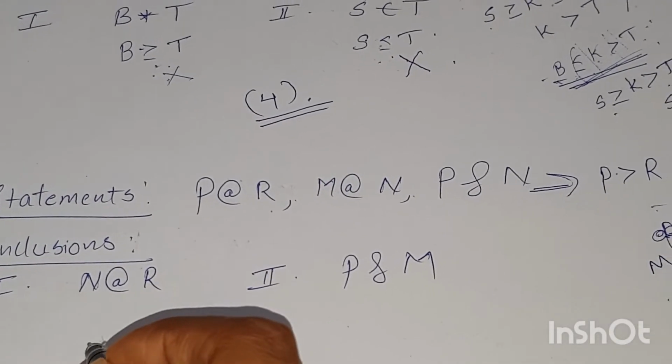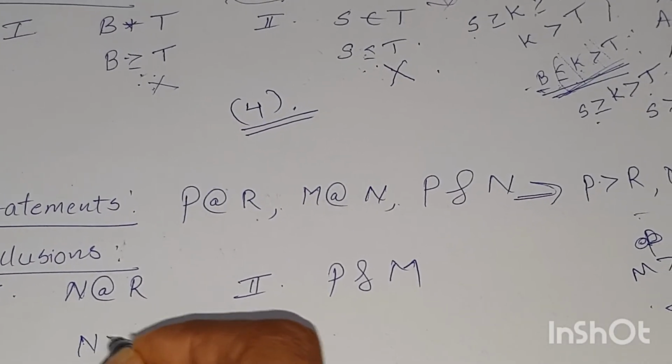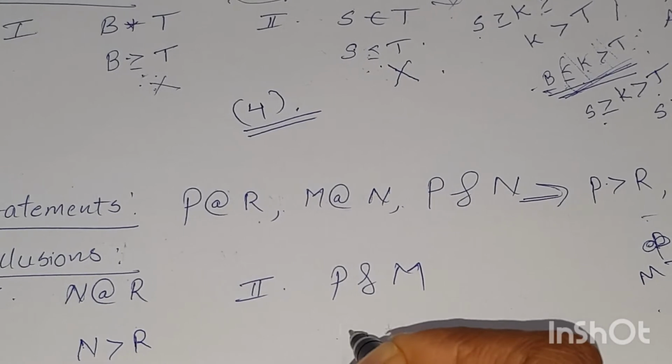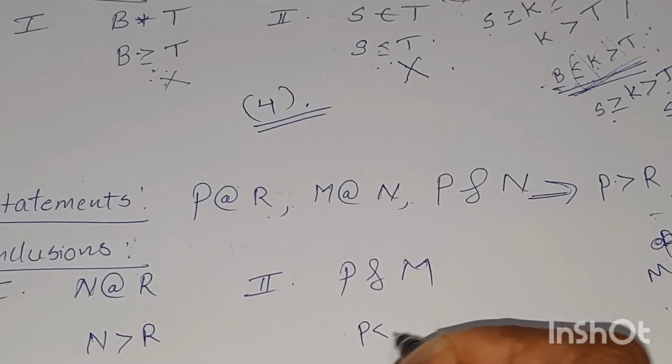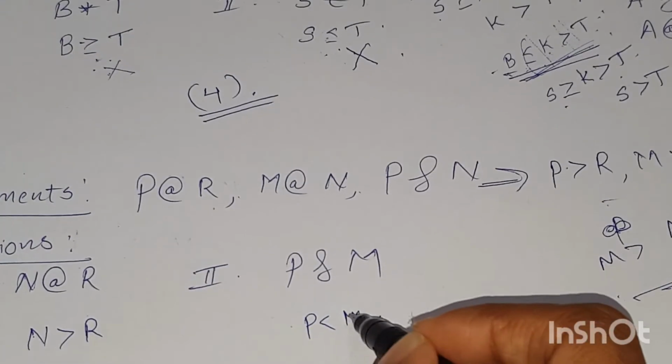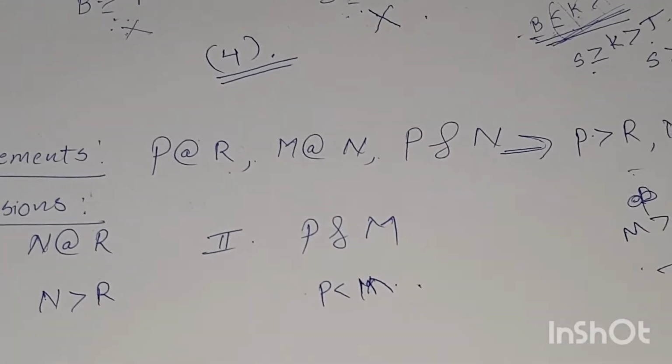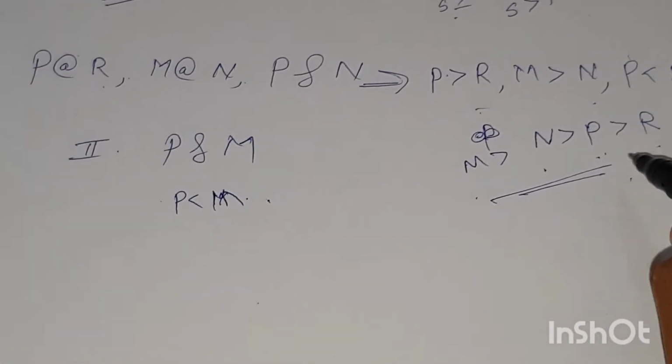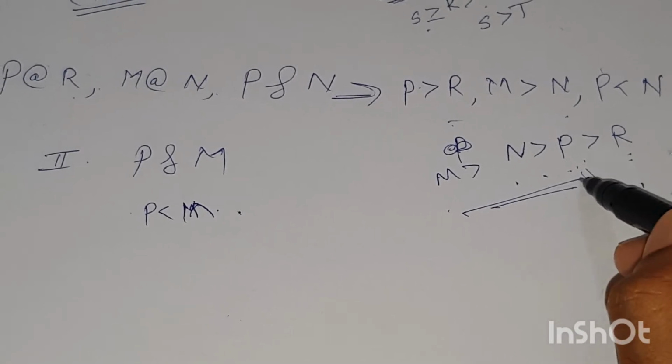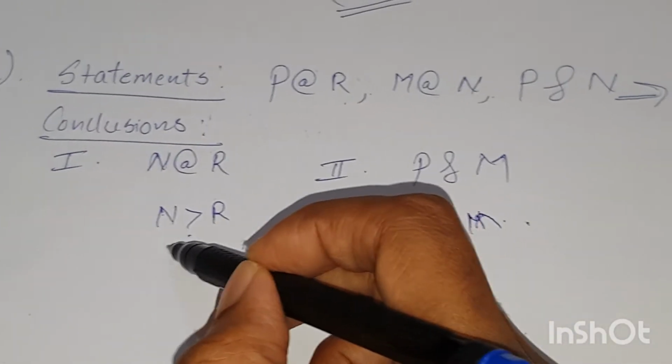At the rate means greater than, right? So N is greater than R. P $ M, where $ means less than. So P is less than M. Which one is true? N is greater than R. Is N greater than R? Yes. N is greater than P, greater than R, which implies N is greater than R. So this one is true.